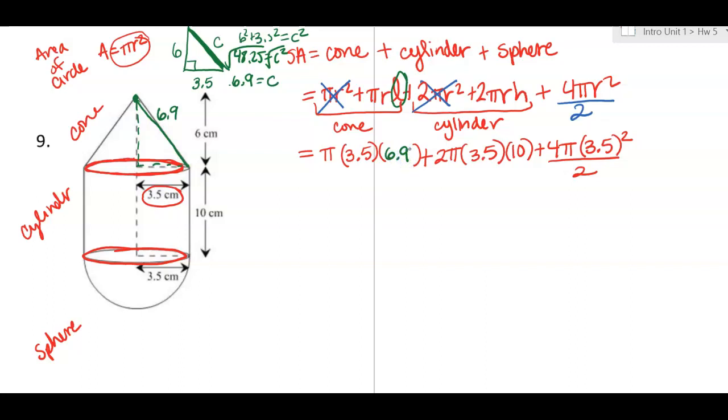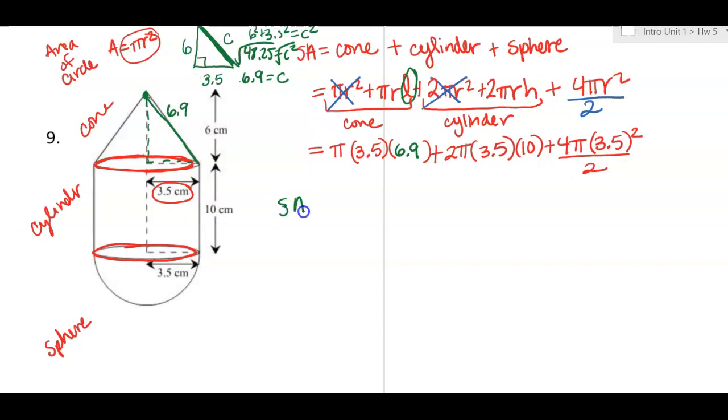So 6.9 is going to be my slant height value that I'm going to use in here. And so then if we finish this calculation, which I'm going to let you guys do because you have the answer, you should get the surface area. You can leave pi in your answer or multiply it out in centimeters squared.